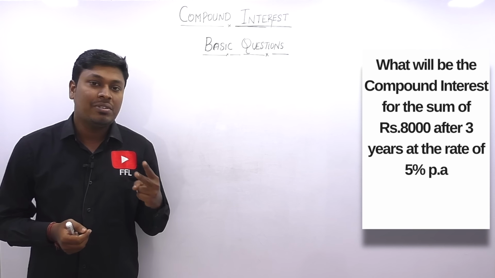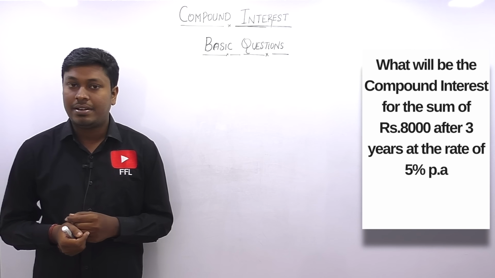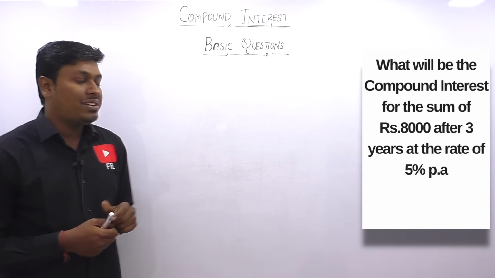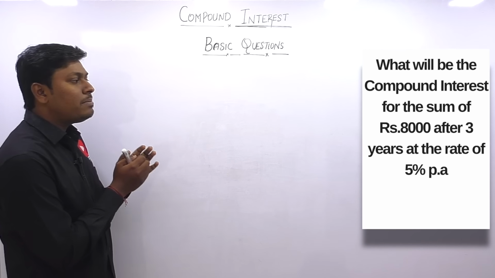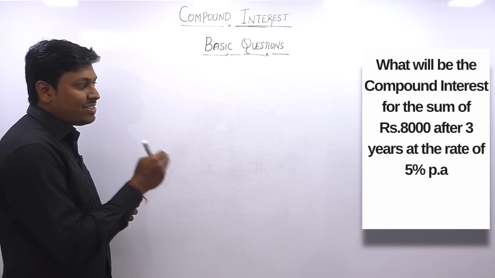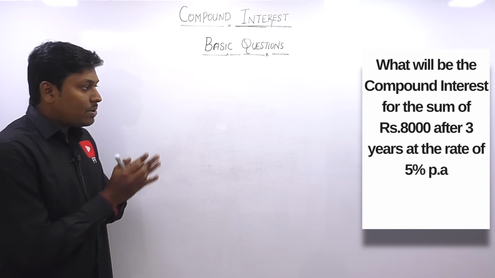Question number 2, we are going to learn how to find the number of years, and question number 3, how to find the rate of interest. So let me move on to all the 3 basic questions. So here is question number 1. What will be the compound interest for the sum of rupees 8,000 after 3 years at the rate of 5% per annum? So friends, look at the question carefully.